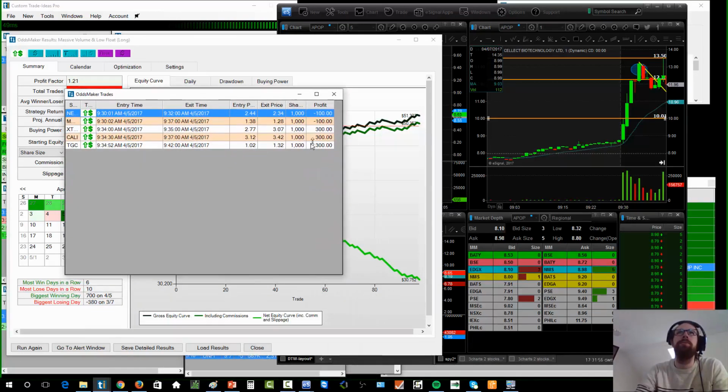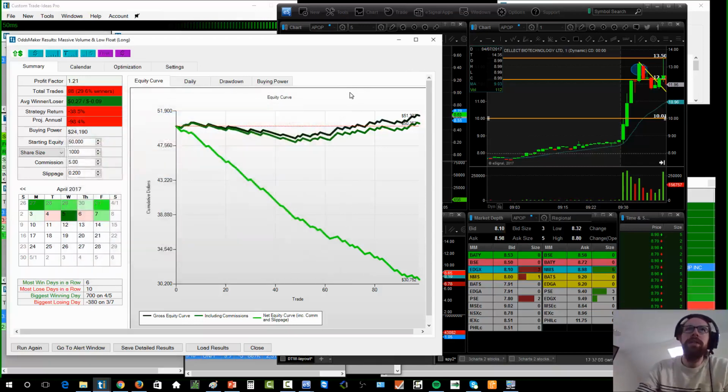This one was really profitable, had 3 really good winners. So what you could do is manipulate the scanner to only give you, over the last 30 days, the stocks that were the biggest winners. And so I could go and change this scanner.